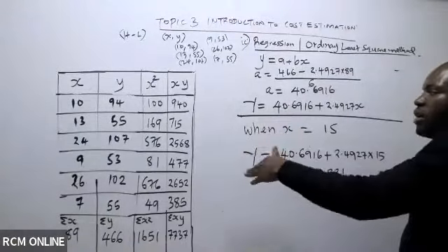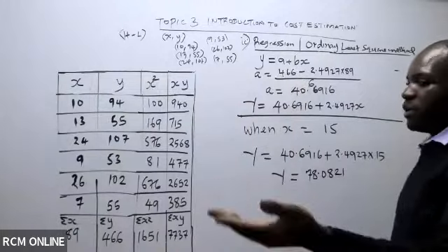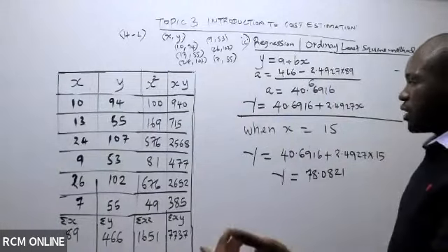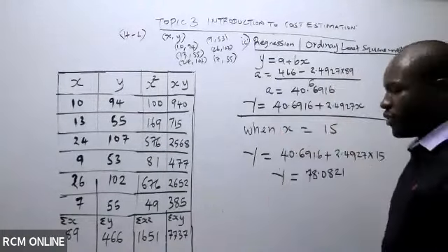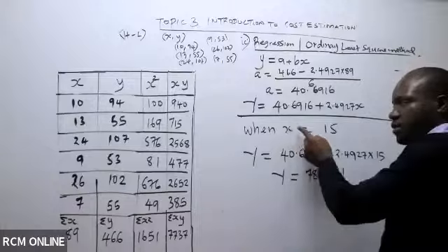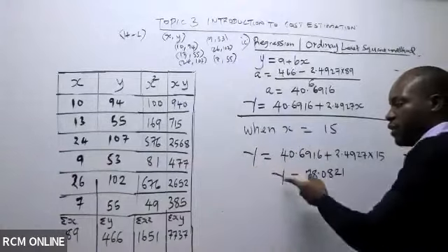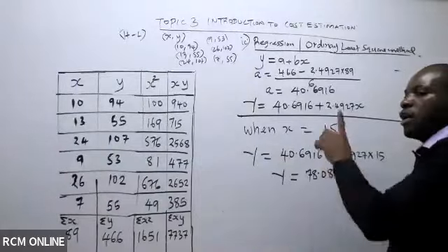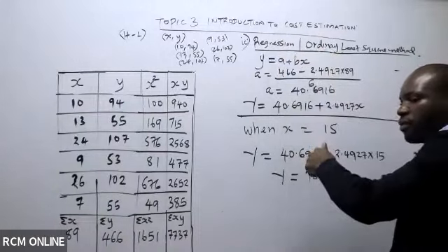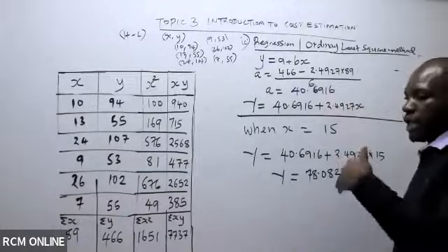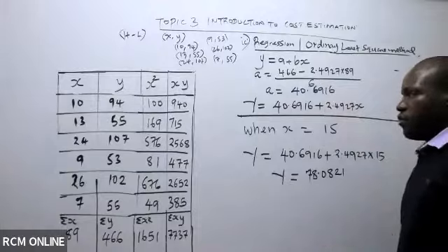If you are told that they are anticipating that next month or next week, they'll be producing 15 units, can you estimate the production cost? So when X is 15, the value of Y will be 78.02. Under which method? Regression method. Under the high-low method, we got the answer, right? So you've been able to see.